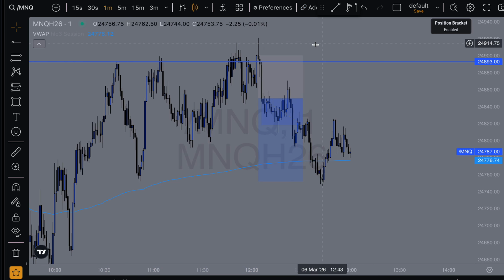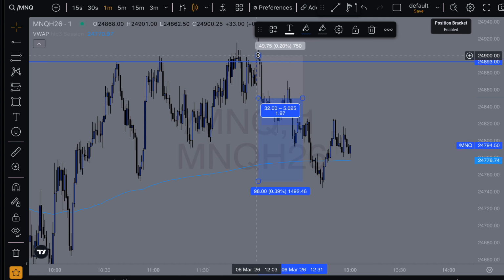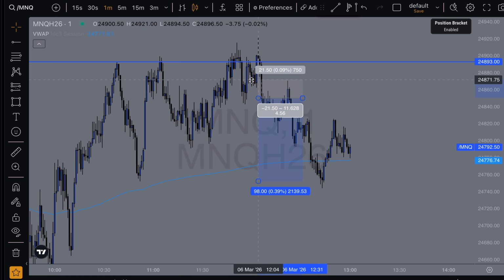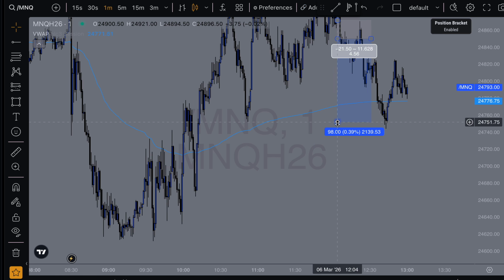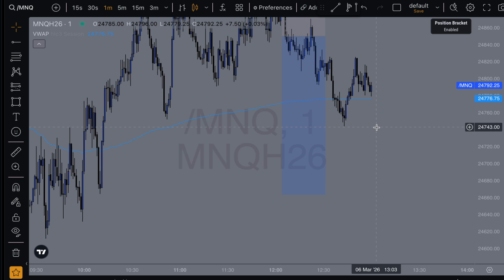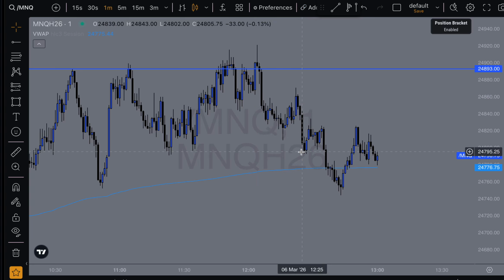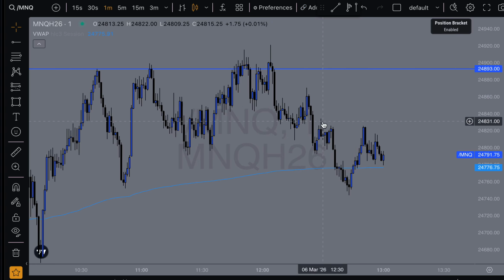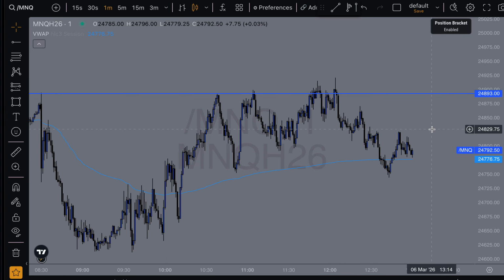The risk to reward we get on this model is so crazy. Another 4.56. If it would have run, we could have had multiple take profits. But if this does play out, this is another just perfect example of the strategy. So yeah, that's how you trade my strategy.